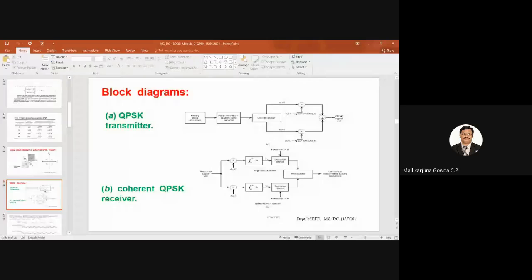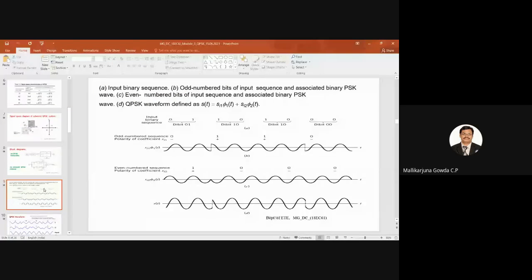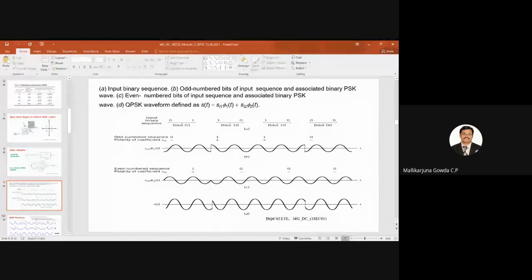So let us try to understand the waveforms of QPSK. I think I was with this, I told, but still I would like to repeat once again how we get these waveforms. Are you able to see the waveforms? Yes, sir. So please be attentive. It is very, very important to understand these waveforms.